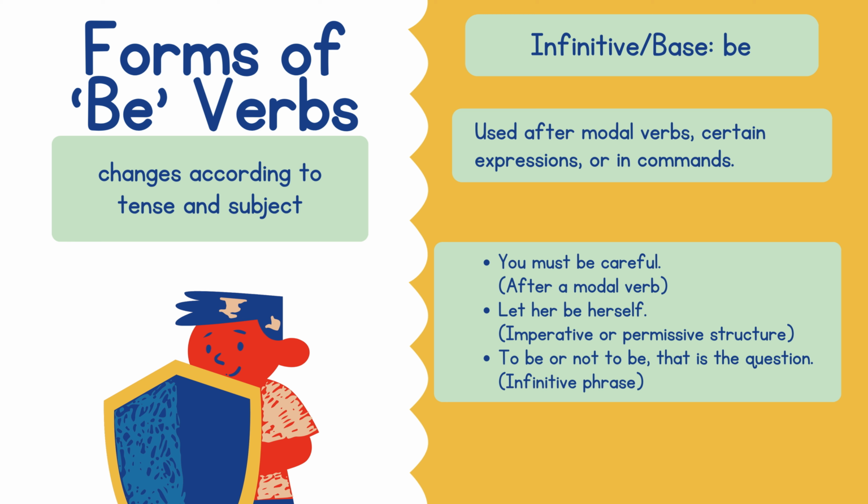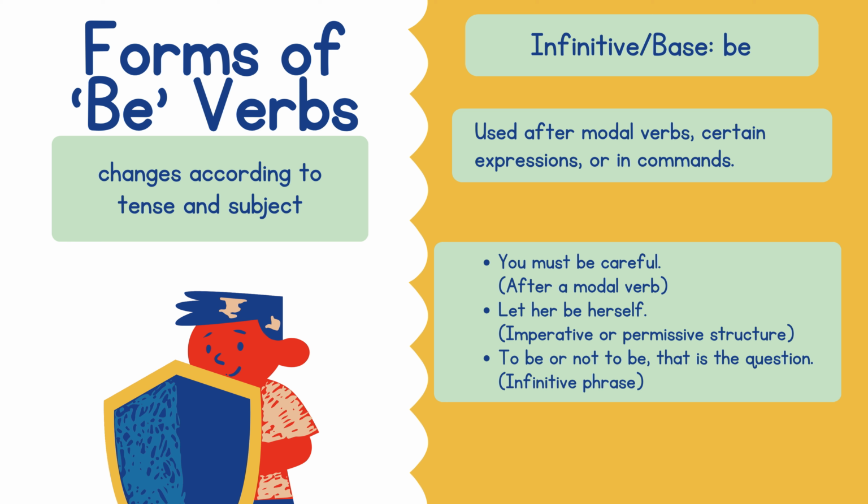2. In imperative or permissive structures. The infinitive, be, is used in commands or suggestions, often in the imperative mood. Example: Let her be herself. This structure allows someone to exist or act in a particular way, expressing permission or suggestion.